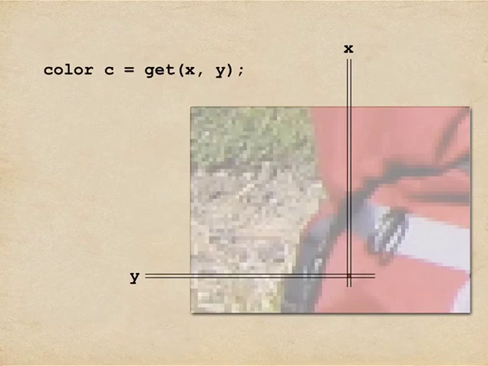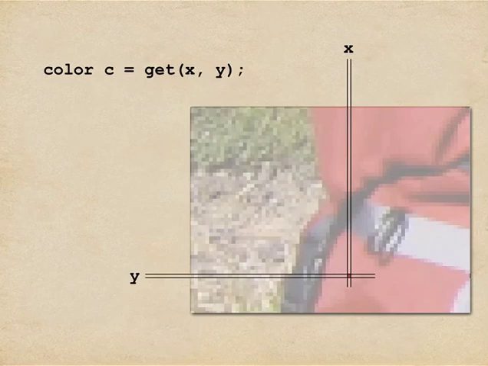Get takes two arguments, X and Y, both are integers, and what we get back is the color at that pixel. A nice feature of get is that if you ask for a pixel that's off screen, say X and Y are both negative, it won't crash. Instead, it'll just give you back black.